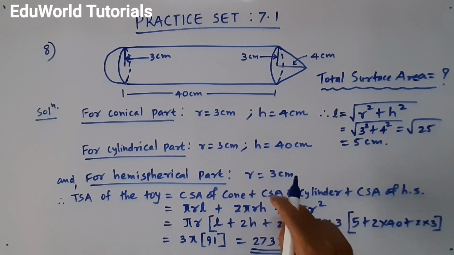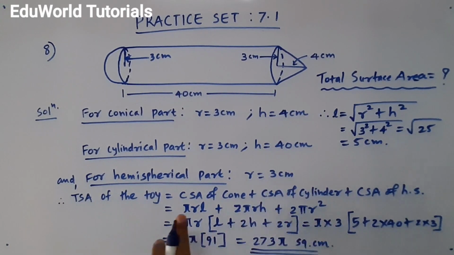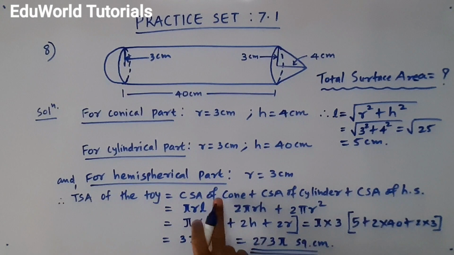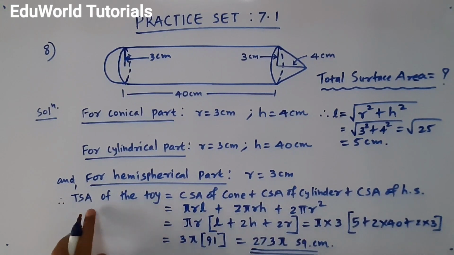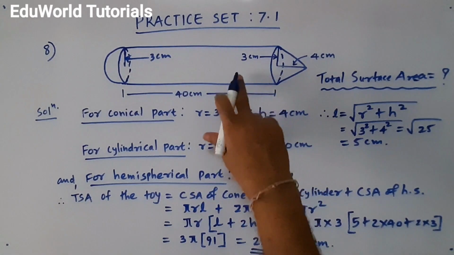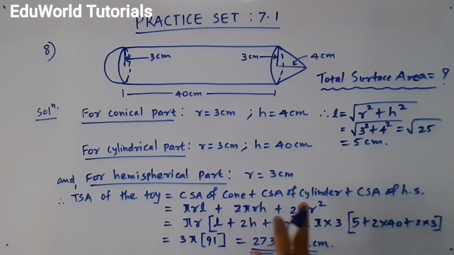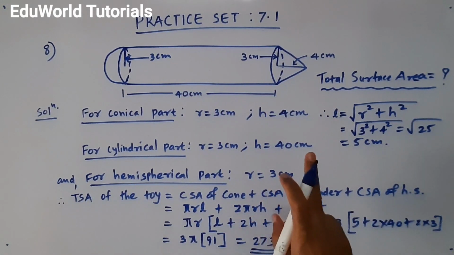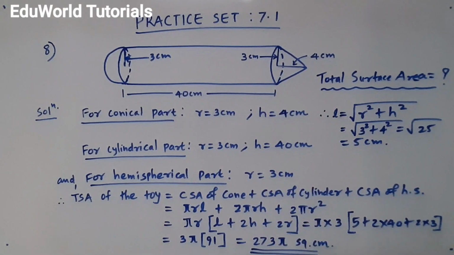So in the exam, never make the mistake of finding the total surface area of all these three solids and giving that as the total surface area of the toy. Total surface area of the toy is the sum of the curved surface areas of the three solids that you are seeing in the figure. Very simple answer, very simple concept, and systematically you have to solve.